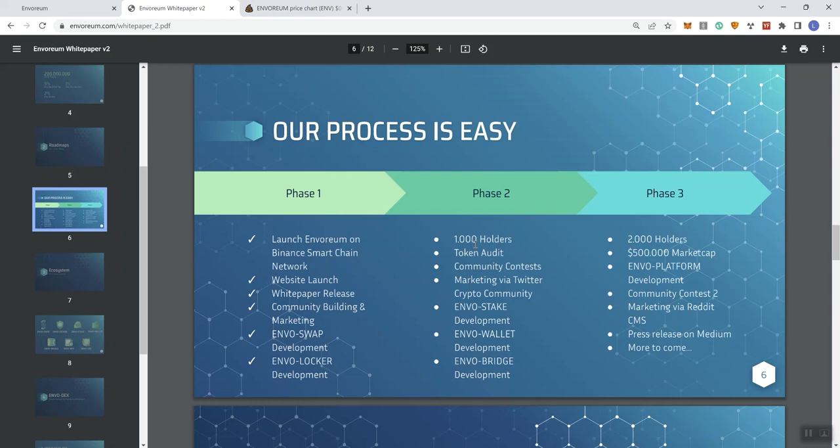And then in phase two, we see a holder count. Again, this is aspirational. You guys already know every project wants to grow in terms of their holder count, community members, and market cap. So you don't need to indicate it on a roadmap. It just takes up space for no reason.